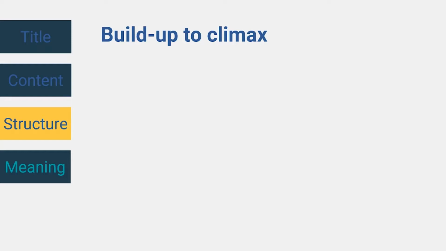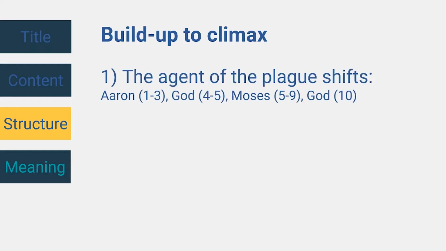This is clear from a few indicators, one of them being that the agent of the plagues shifts. For the first 3 plagues, we see that it is Aaron who is performing a ritual that causes the plague. Then God brings about 2 plagues without a human agent. Then Moses performs the ritual for the 5th through the 9th plague, and then finally, in the 10th plague, it is God again.